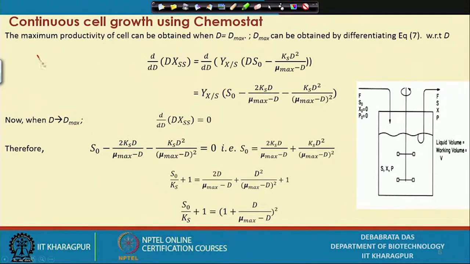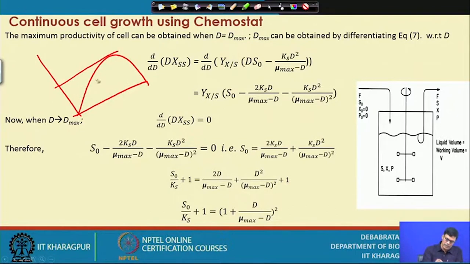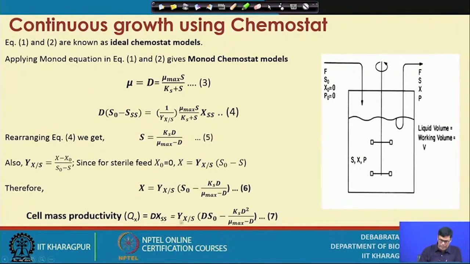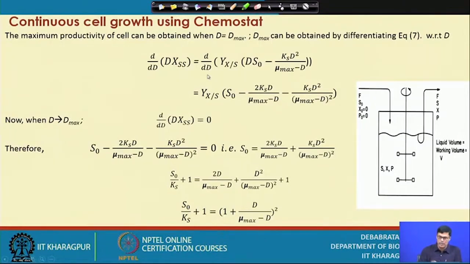Now, in this plot, this is DX, am I right? This is DX and then D. So, here I can write d(DX)/dD should be equal to 0. This is the plateau, am I right? So, if you look here, we have this DX equal to YX by S D S0 minus this. Now, if we differentiate this with respect to D, then we will come across this equation. If you differentiate D, then it will be 1, this is S0, and with the D square and this two term there, this will be equal to this value.